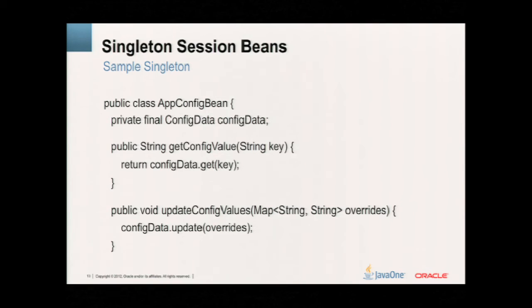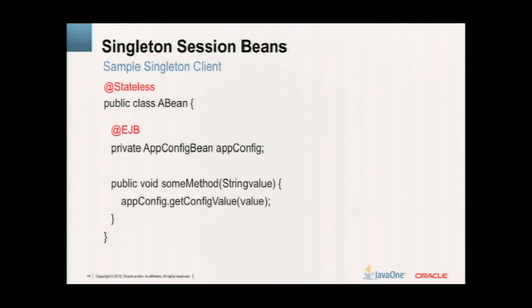Now, if you need to make this a singleton, all you need to do is add @Singleton, or you can do the same through the descriptor. As far as the client goes, it's fairly simple too. All you need to do is use @EJB, and you can inject based on the type. In this case, it's a no-interface view, so we use the bean class, which is AppConfigBean.